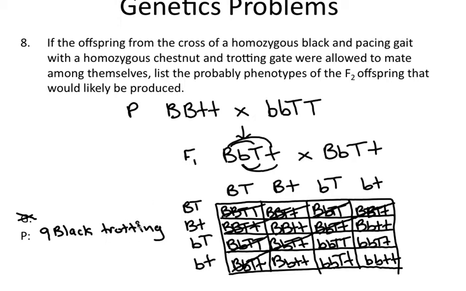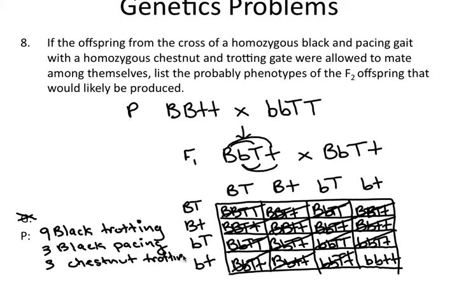Okay, now let's figure out how many are black with pacing. There's a black pacing. That's 2. And here's 3. Okay, so we have 3 black pacing. And this is going to be chestnut and trotting. So let's see how many chestnut and trotting there are. That's 1, 2, 3. And that last one is going to be chestnut and pacing.